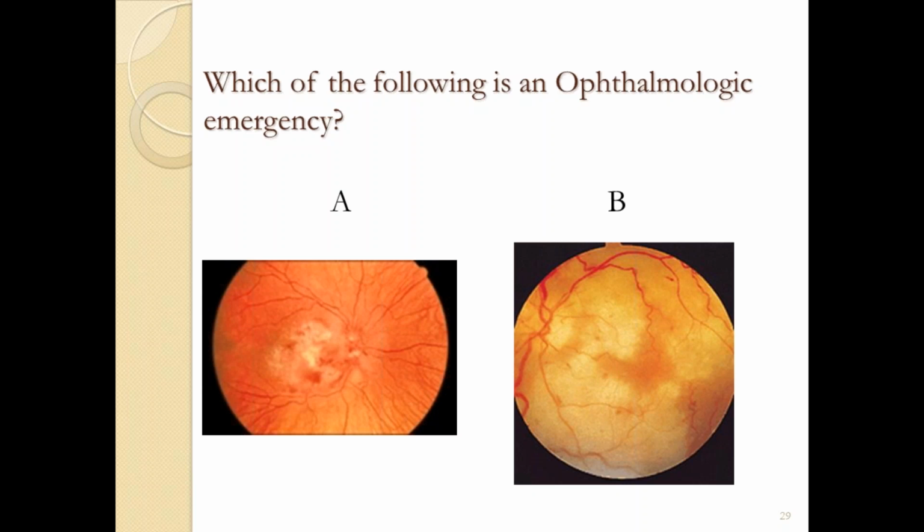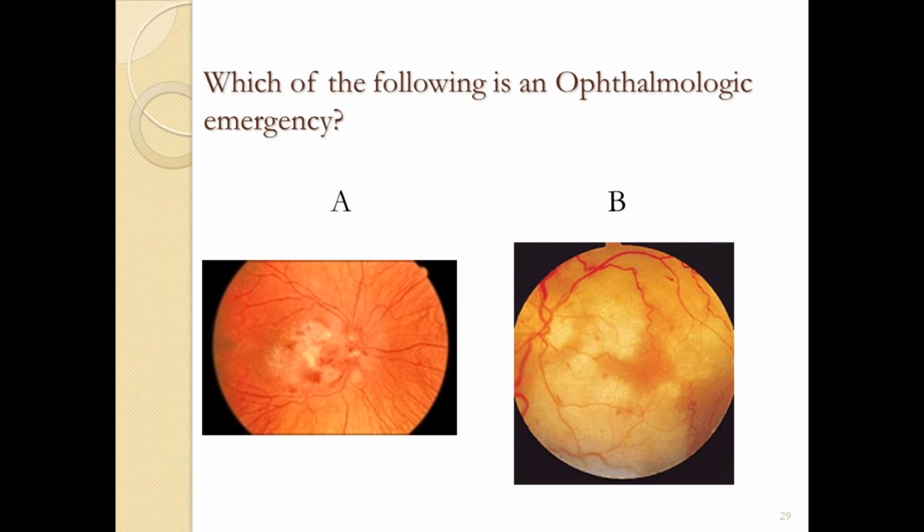Ooh. I don't know. A looks bad to me. Yeah, A does look bad. Anybody have a guess as to what A is? Like a bleed. Did I hear someone say a bleed? Yeah, a bleed. So there are retinal hemorrhages, that red stuff, that's retinal hemorrhage.